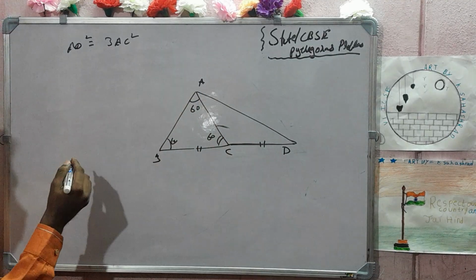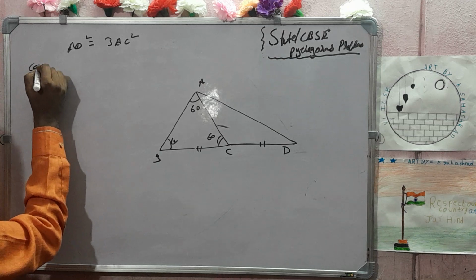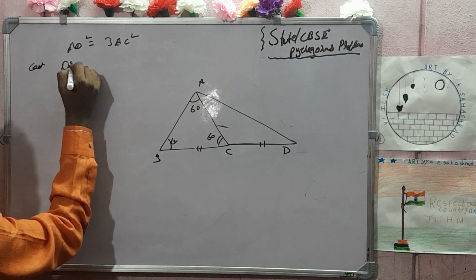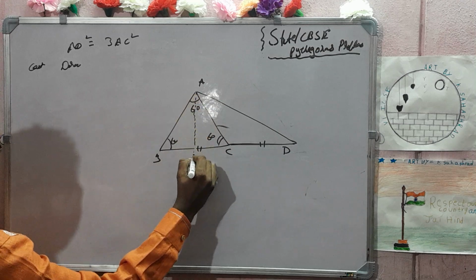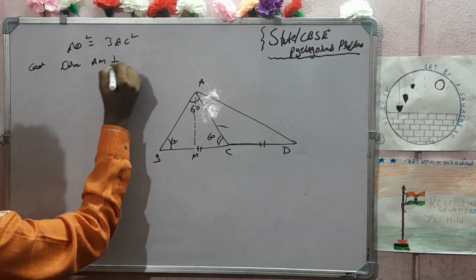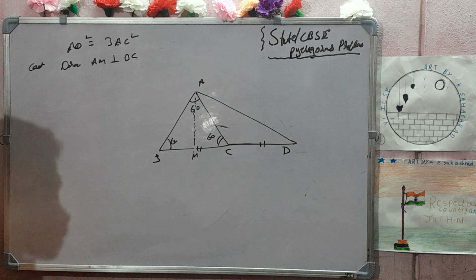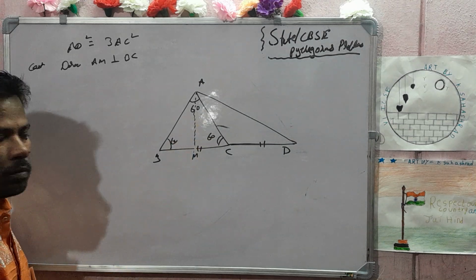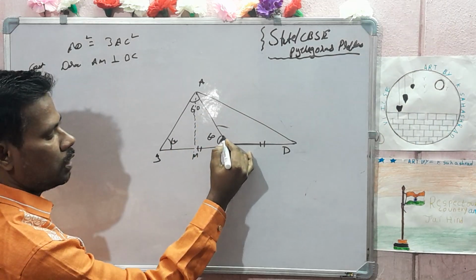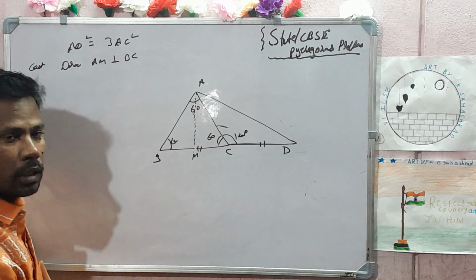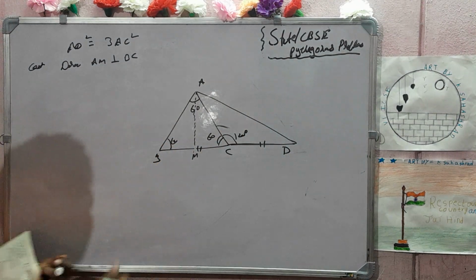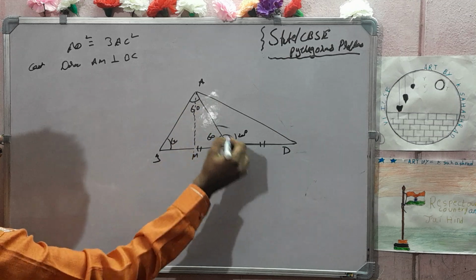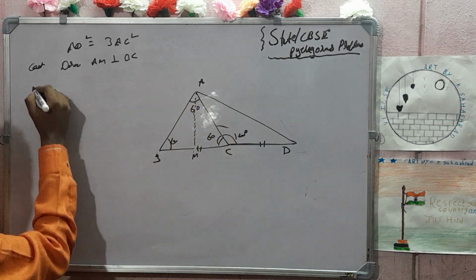So in order to do this one, what you have to do? Construction. Draw AM perpendicular to BC, right? Draw AM perpendicular to BC. So if this is 60 degrees, this is 120, right? Equilateral triangle, each angle is 60, right? So construction, draw AM perpendicular to BC.